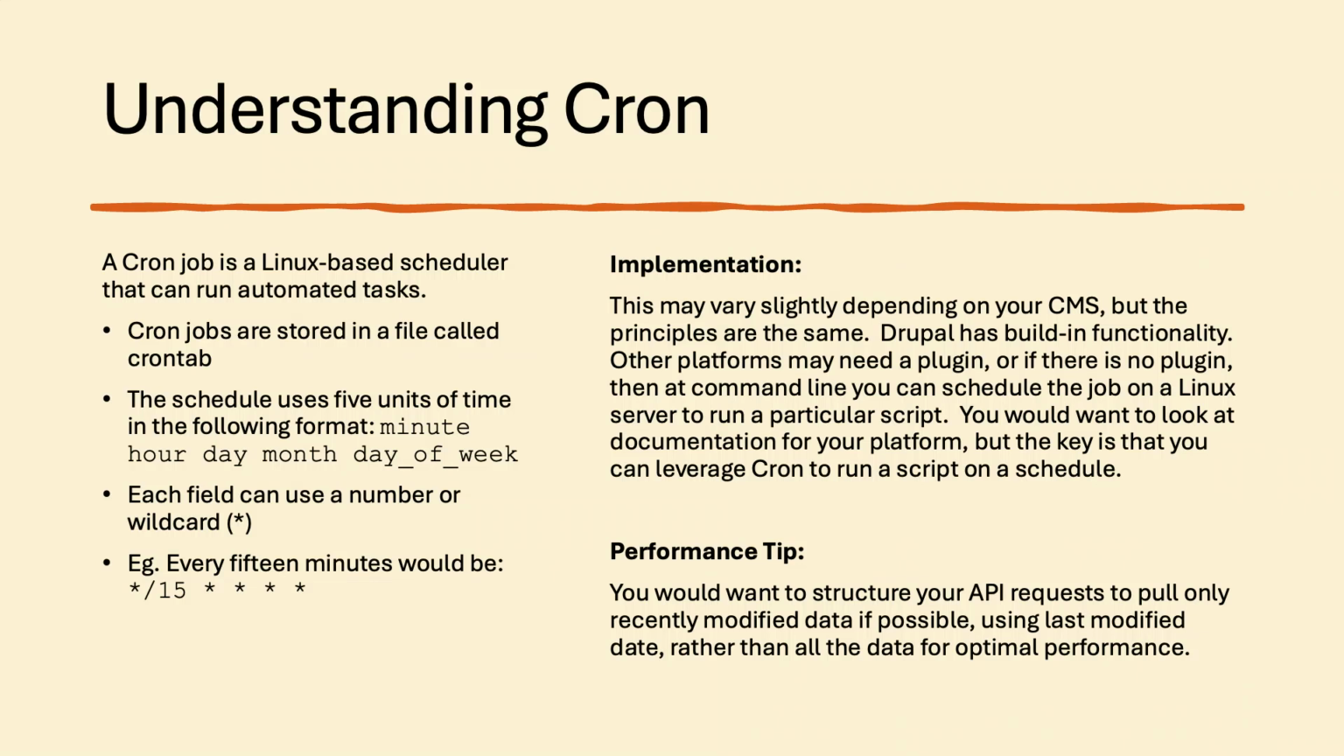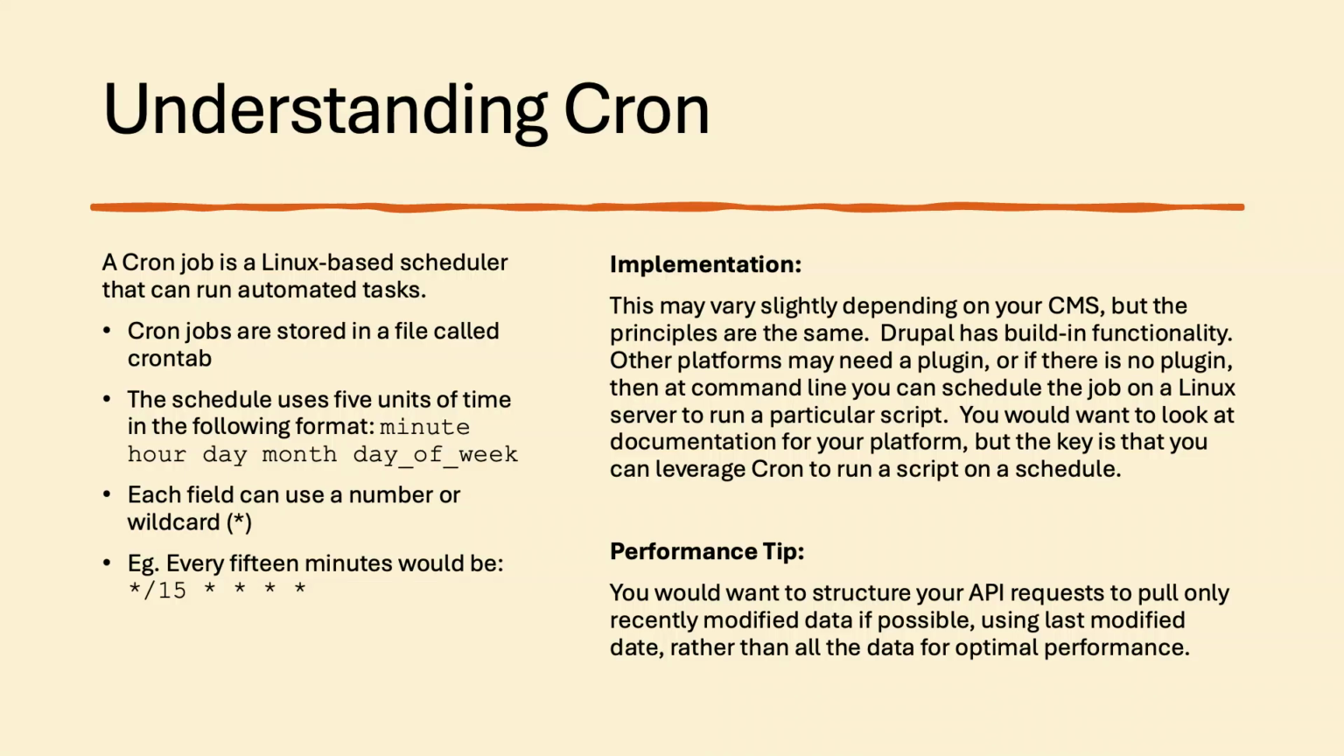So the next thing is we're going to take a look at cron. Cron is a Linux-based scheduler that can run automated tasks. So cron jobs are stored in a file called crontab, and the schedule uses 5 units of time in the following format, which is minute, hour, day, month, day of week, and then each field can use a number or a wildcard, which is an asterisk symbol.